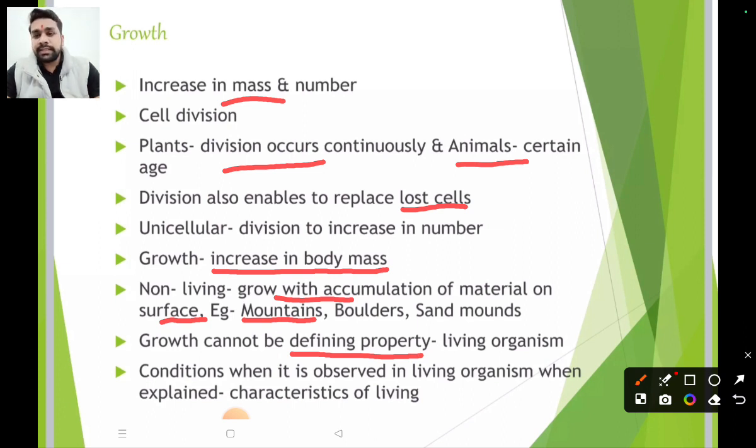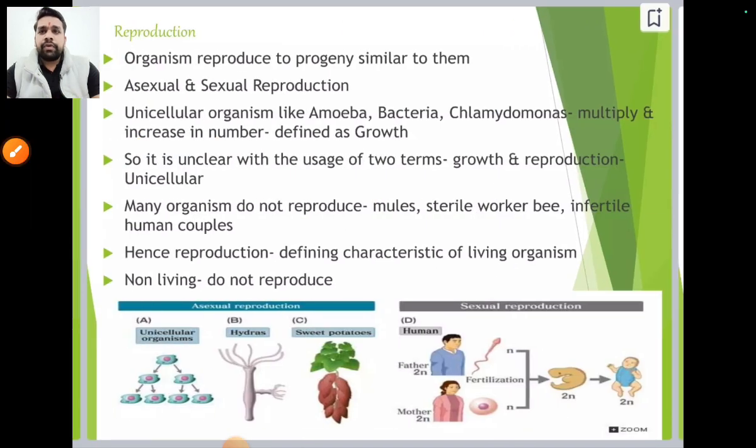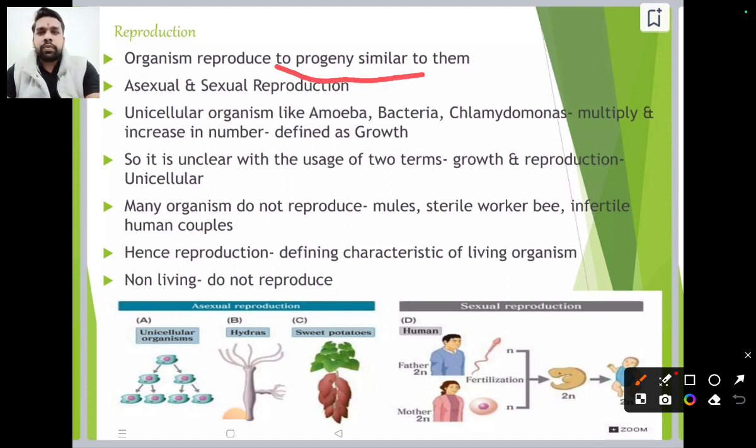But here we can see that growth can be seen in living organisms and non-living organisms both, so it will not be considered as a defining property. Clear? Secondly, now we will move to the next characteristic of the living organism, that is reproduction. Reproduction means an organism can produce similar progeny to them.